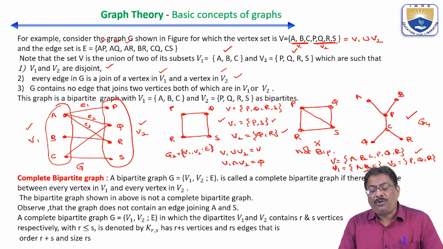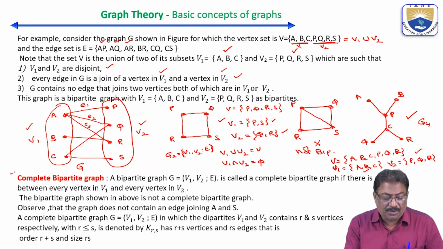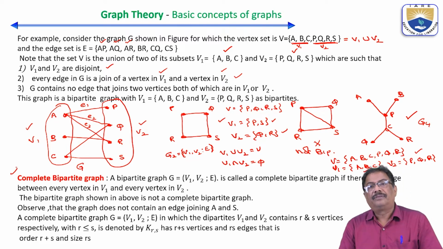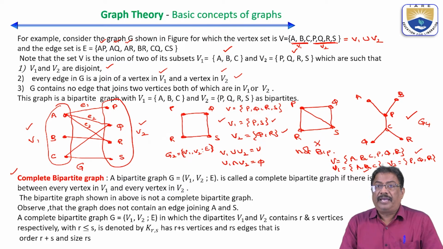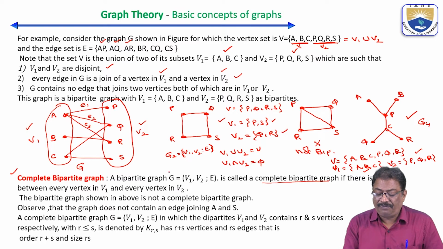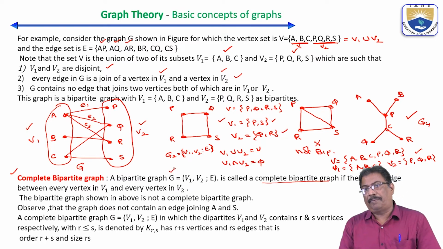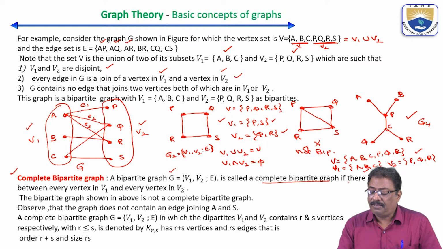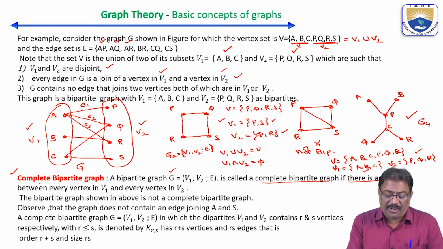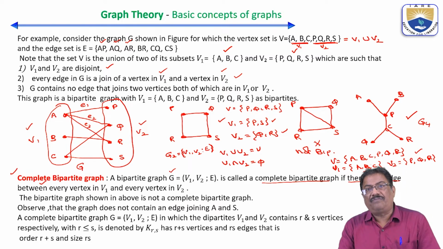Now we are going to say another definition: what is a complete bipartite graph? A bipartite graph is called a complete bipartite graph when, whatever the bipartite graph given, there is an edge between every vertex in V1 and every vertex in V2.